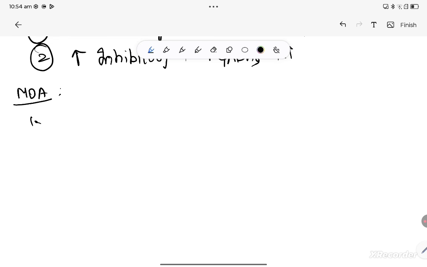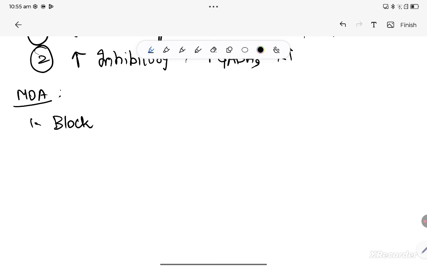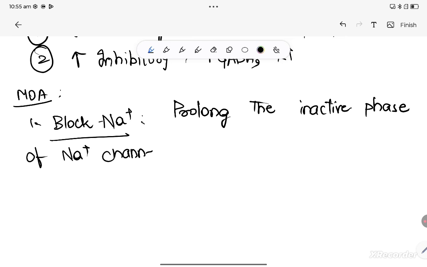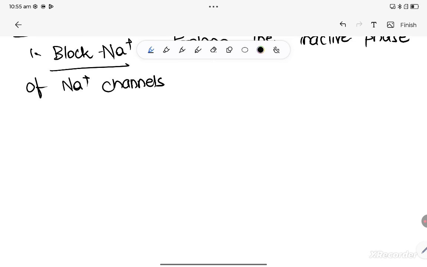The first probable mechanism is blockage of sodium ion channels. Blockage of sodium ion channels is relatively a tougher thing. So what we usually do is we prolong the inactive phase of sodium channels. What do I mean by inactive phase? Usually, any ion channel exists in three phases. This is my resting phase. This is my sodium channel.